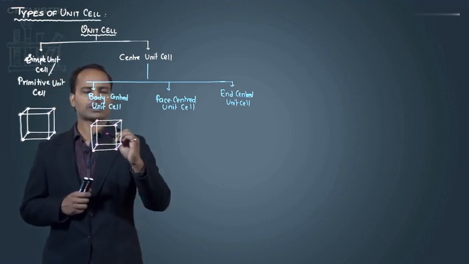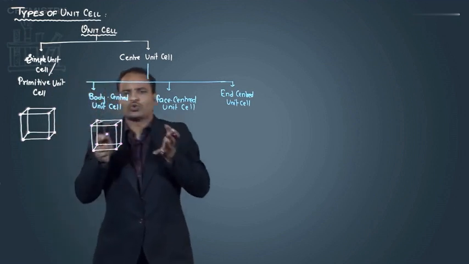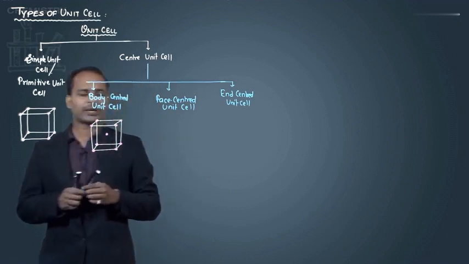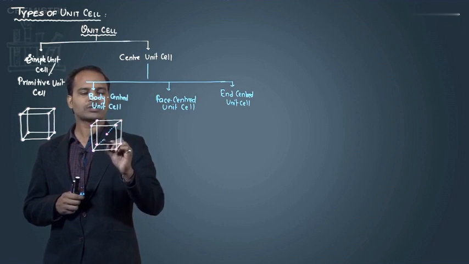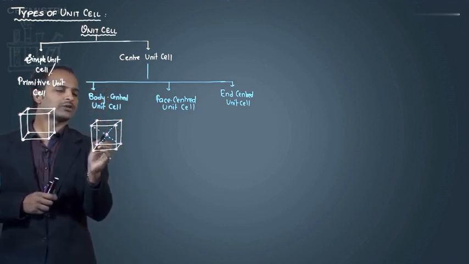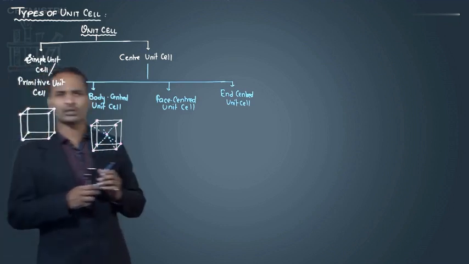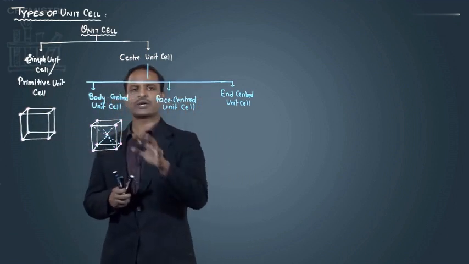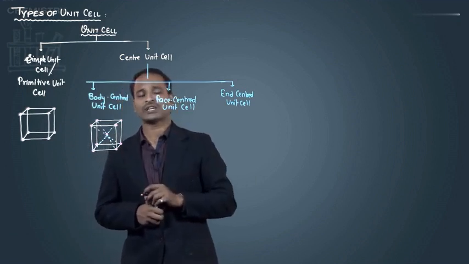There is one more particle which is exactly present at the center of the unit cell, at the center of the cube, at the same distance from each corner, and the particle at the center touches all the corner particles. I'm drawing these dotted lines to represent the touching of the center particle with the corner particles, that is all 8 corners. Next we have the face centered unit cell.